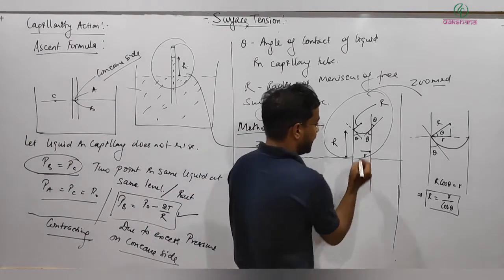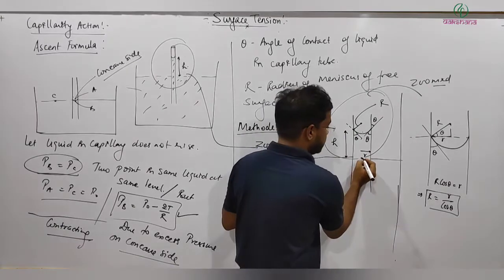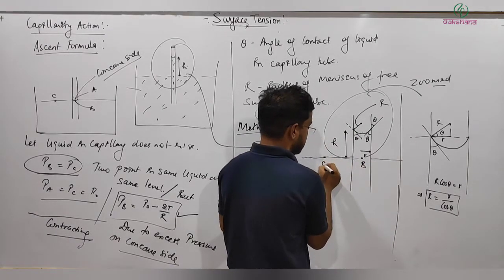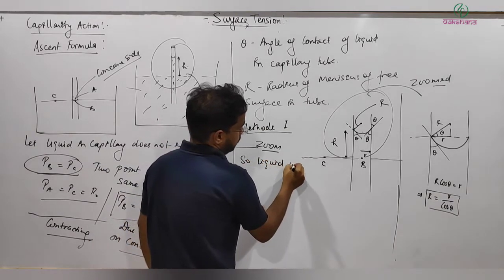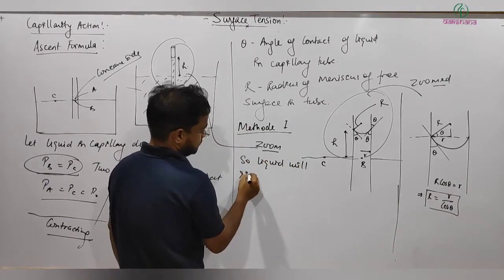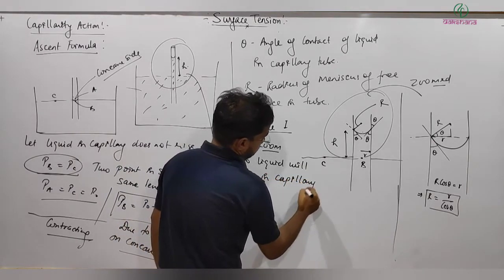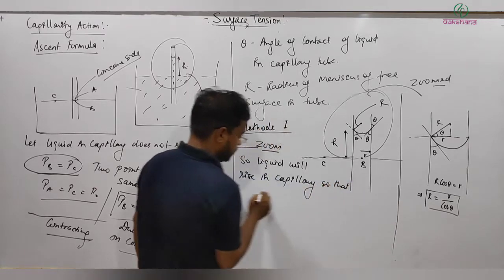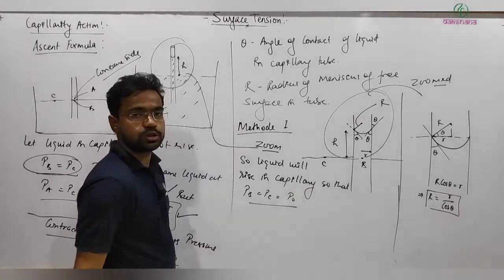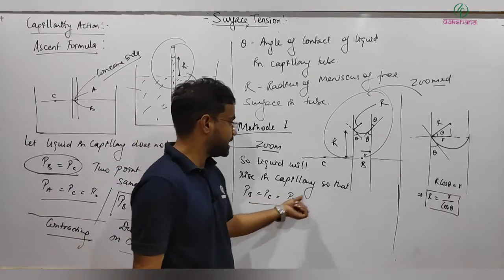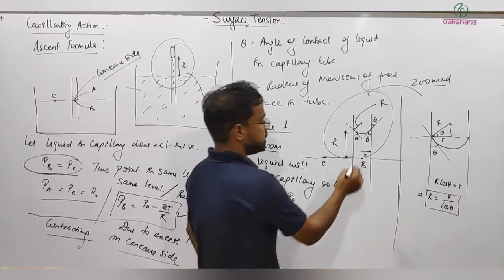So here what will happen, the liquid will rise in the capillary in such a manner that pressure at point B, this is B and this is point C, so that PC becomes equal to P naught. So what is needed for the pressure at point B to become equal to P naught? How much is the pressure here?